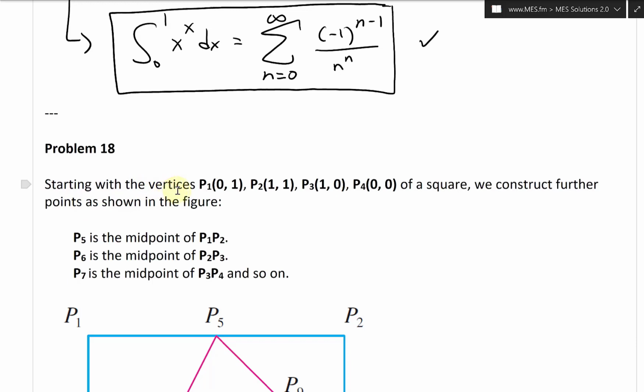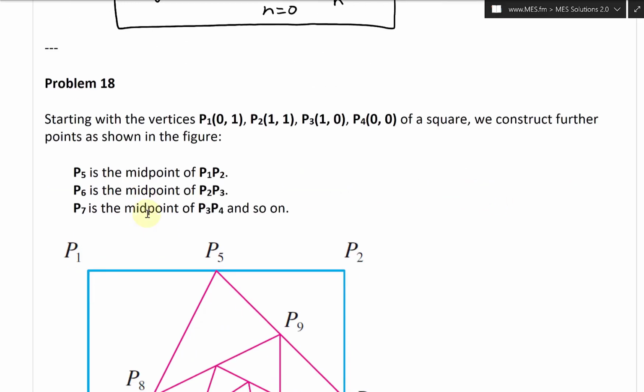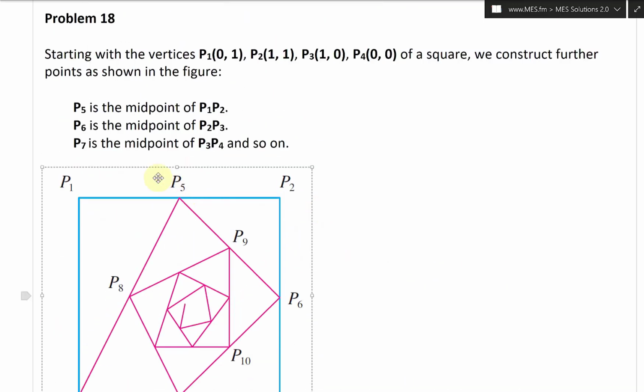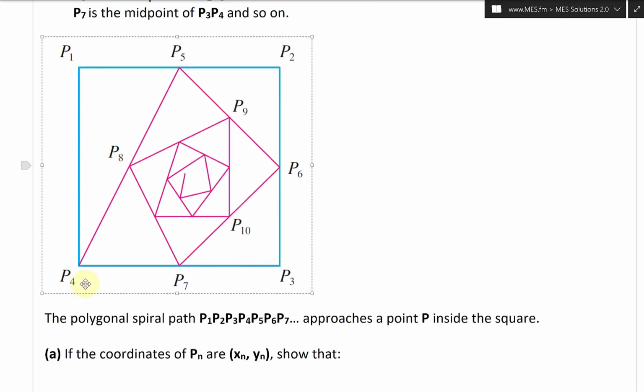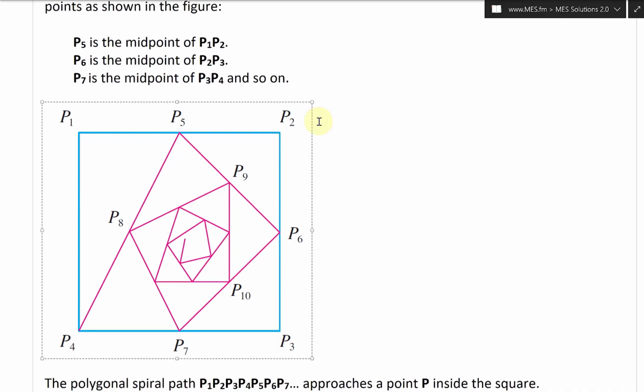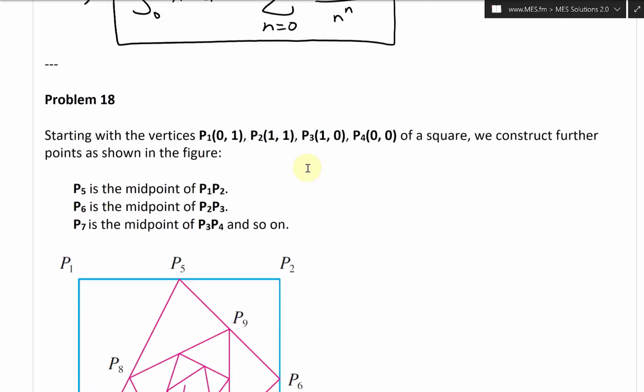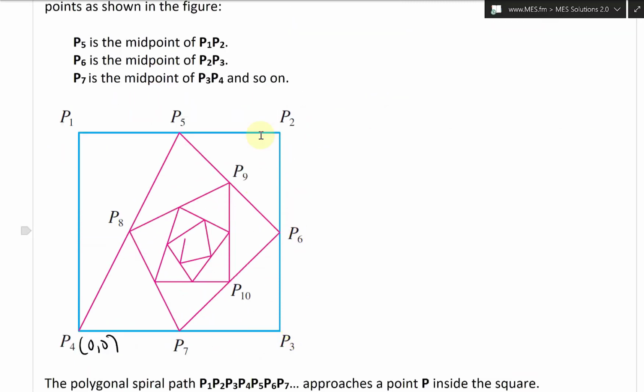So starting with the vertices P1, which is (0, 1), P2 is (1, 1), P3 is (1, 0), and P4 is (0, 0) of a square, we construct further points as shown in the figure. So we'll have this figure here. Notice here, P4 is at (0, 0), and P3 is at (1, 0), and so on.